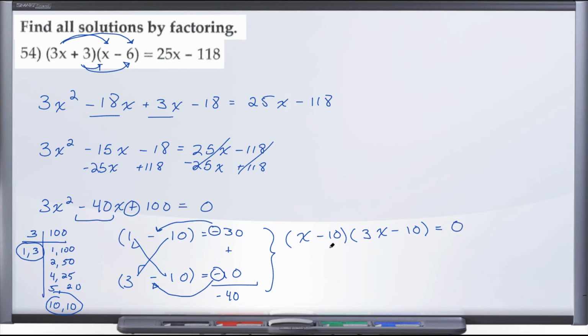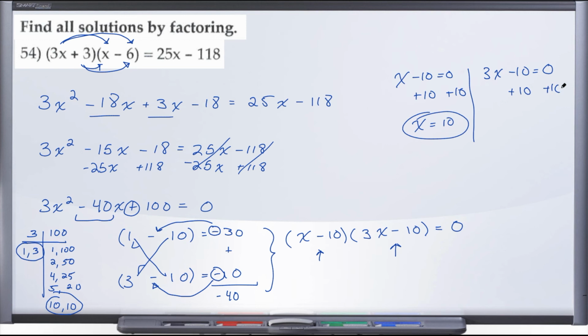And now that we factored the left-hand side, we can go ahead and independently set each of these factors equal to 0. So I'll go ahead and do it up here. So we have x minus 10 equals 0. And we have 3x minus 10 equals 0. Solving for x now, we'll add 10, we'll add 10, so we get x equals 10. And here on the right, add 10, so we get 3x equals 10. Last step, divide by 3, so x equals 10 over 3. All right, so there they are, the two solutions for number 54.